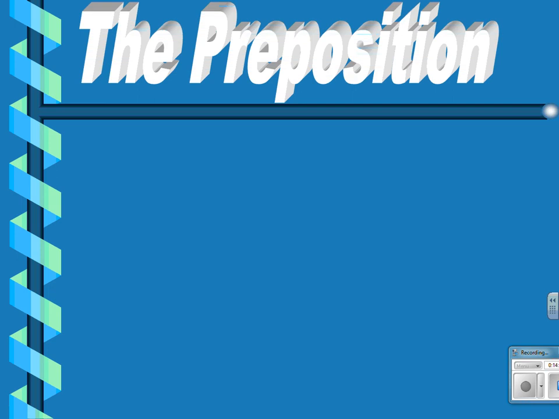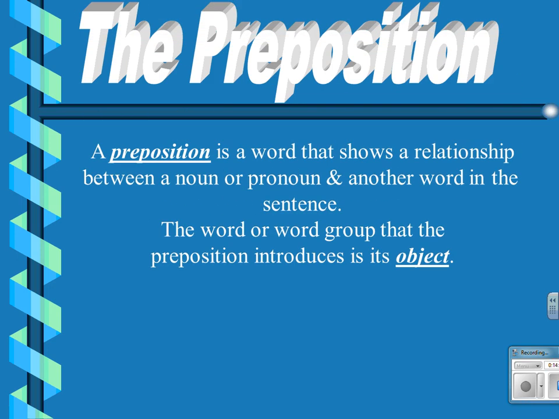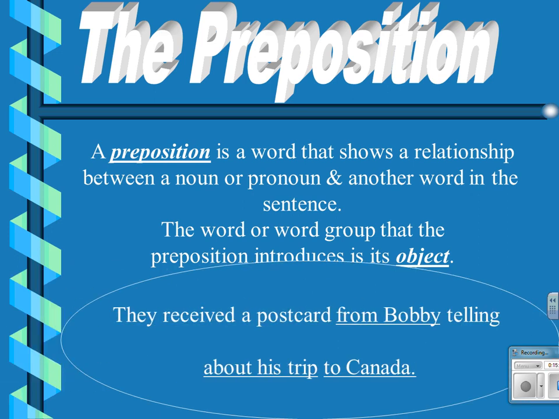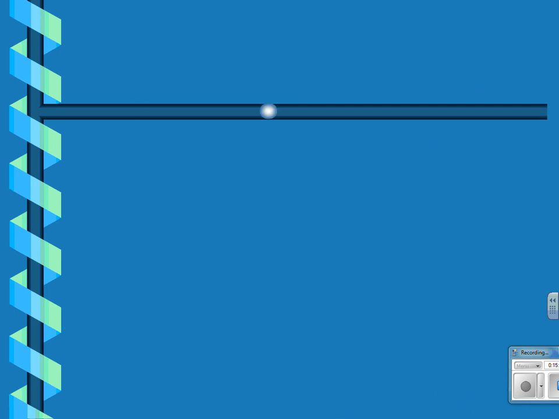The preposition. A preposition is a word that shows a relationship between a noun or a pronoun and another word in the sentence. The word or word group that the preposition introduces is its object. Now that's a mouthful right there. So I'm going to look at a few of these here in a second with you. But here is an example of a sentence that contains actually 3 prepositions. So let's look at this first slide.